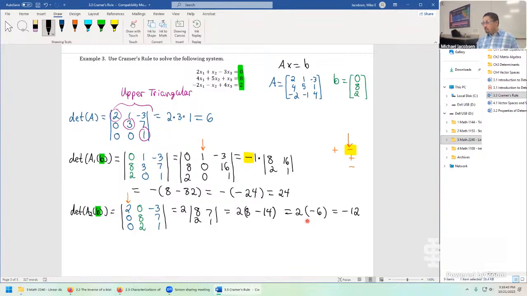So one last one to go. Some of them are fast, other ones are a little bit more involved using properties of determinants. And the last one, determinant A3b, first goes like this, matching up the pattern in Cramer's rule. The 3 says put b into column 3 now, so 0, 8, 2 goes here.